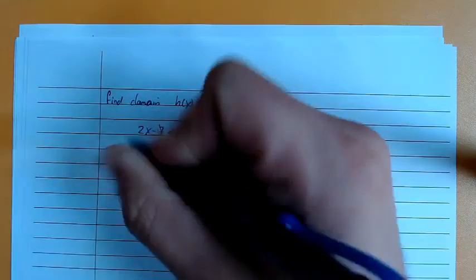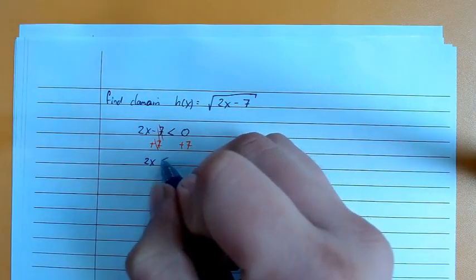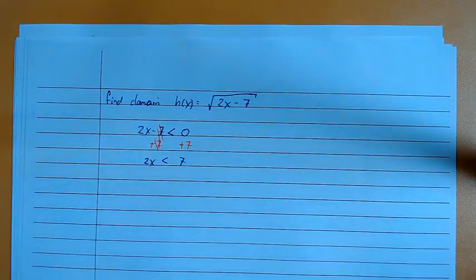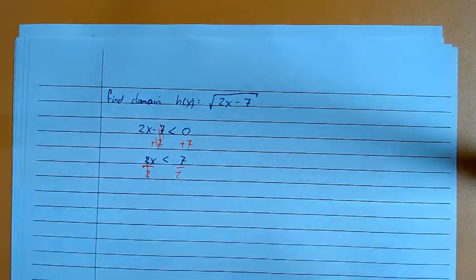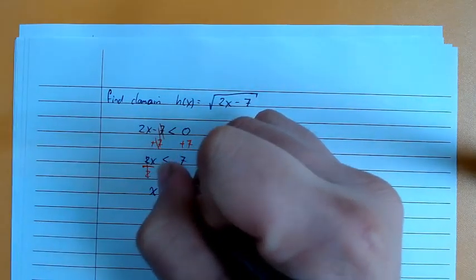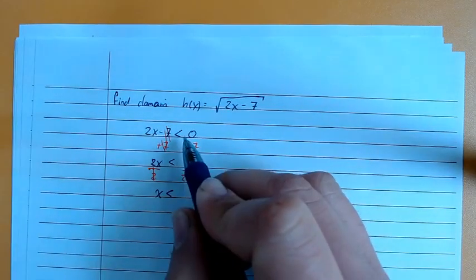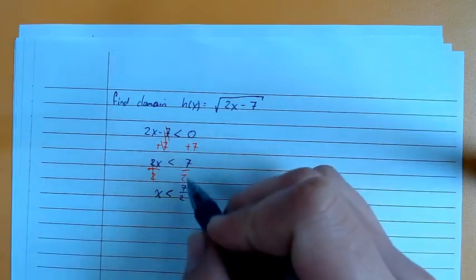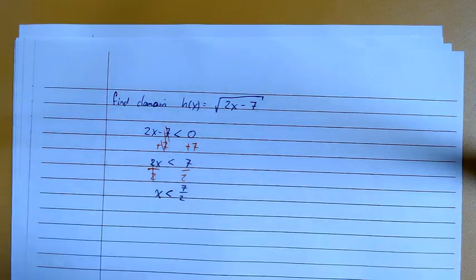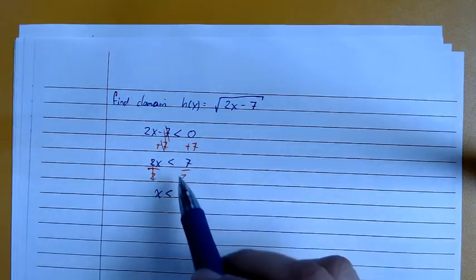That's going to give me 2x by itself is less than 7. And then I'm going to divide both sides by 2. That'll give me x is equal to 7 halves. Oh, sorry, I keep saying equals. It should be less than 7 halves. You can say 3.5, but fractions are perfectly fine.